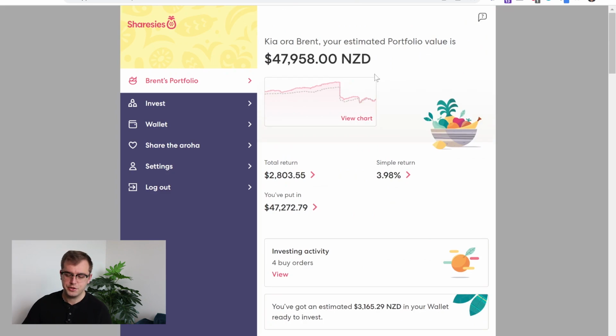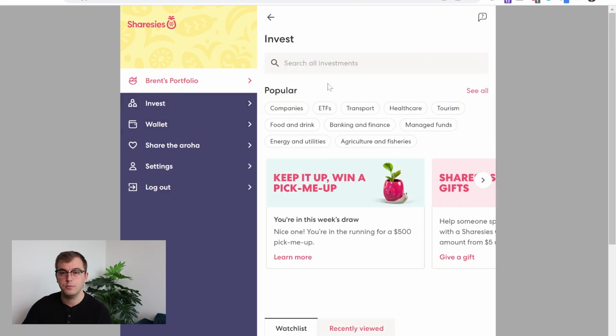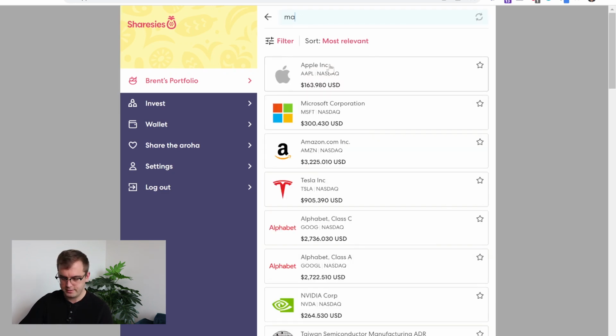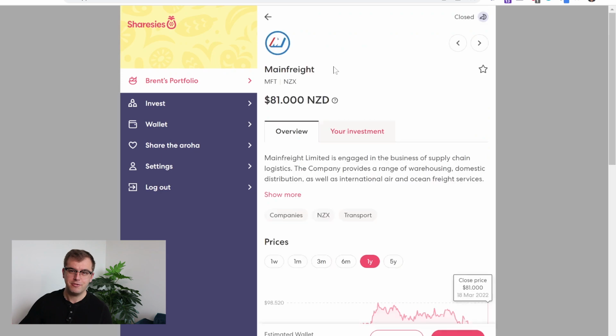So the next thing we have access to is the invest page. Now if we click here, we can find anything that we want to put our money into. For example, we might want to look for Mainfreight. And if we click on there, we can find the Mainfreight page.